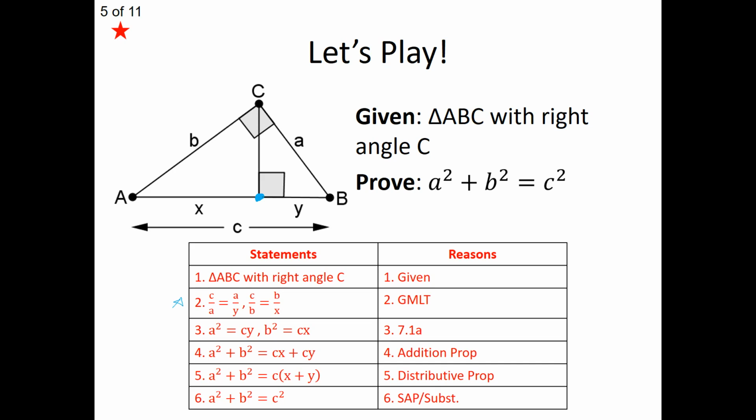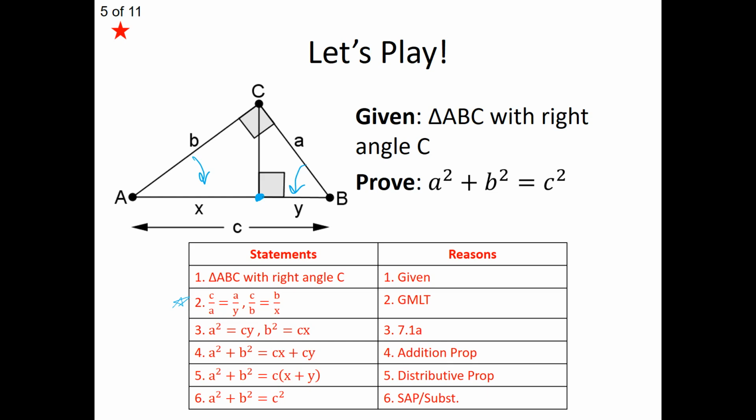In step 2, we see that we have the proportion set up of the hypotenuse to the leg is equal to the leg to the piece adjacent to it. So we have C over A, and I've chosen A to be the first leg. So C over A equals A over Y, because as you see, A and Y are adjacent. Then for the second proportion, I use the GMLT again to get C over B is equal to B over X, because again, X is adjacent to the side B.